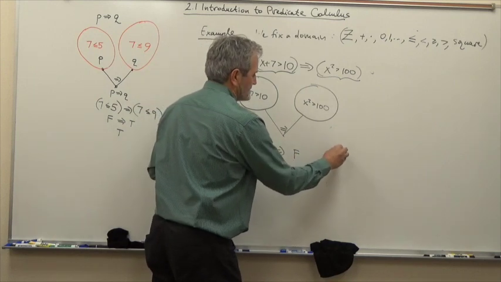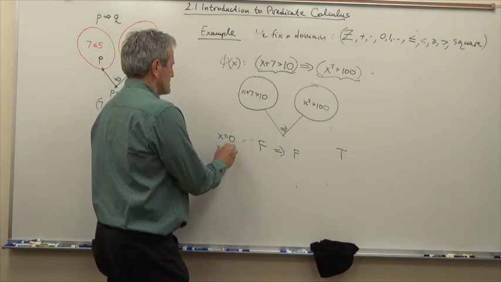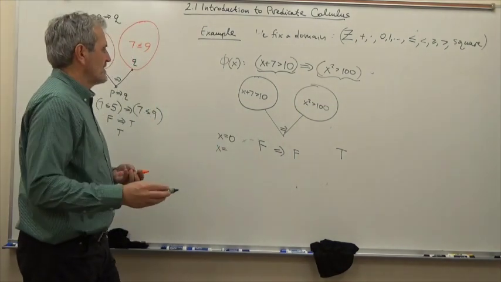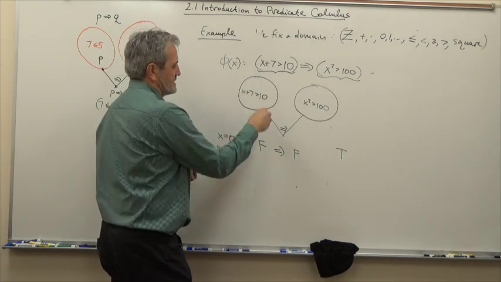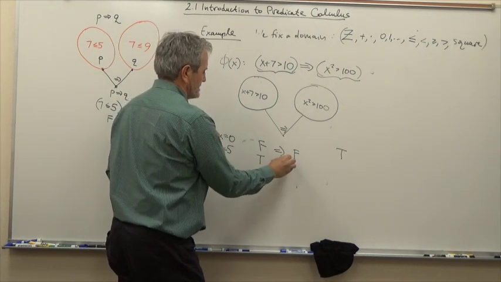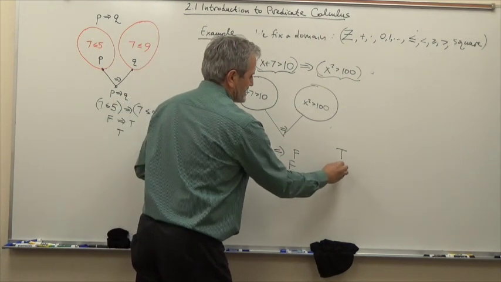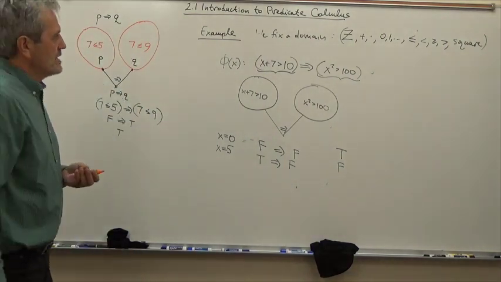False implies false will be true. But if you put, for example, x to be 5, then what happens? 5 plus 7 greater than 10, that's true. 5 squared greater than 100, that's false. So we get false. Here it is. So it works the same way as before.